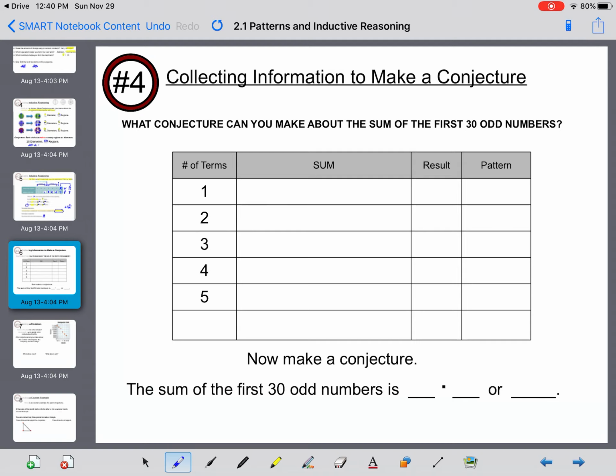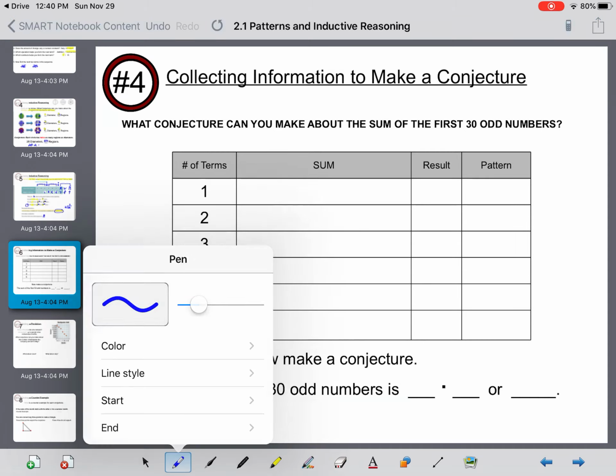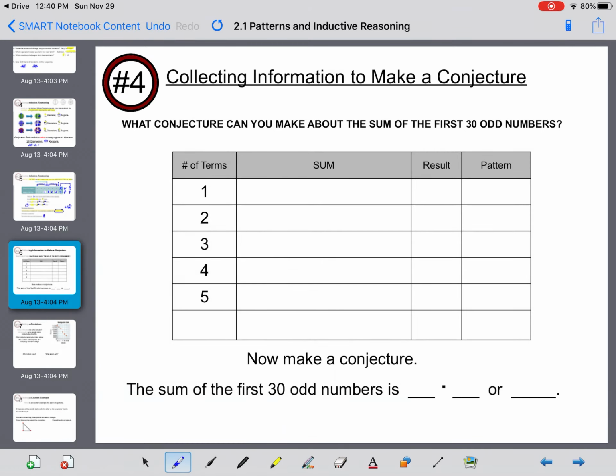All right, collecting information to make a conjecture. What conjecture can you make about the sum of the first 30 odd numbers? Okay, well, if we take a look, number of terms, the sum, the result, and the pattern. We need to be able to complete this table. So if there's only one term, the only odd number would be 1. If we were to add 1 to nothing, it would just be 1.